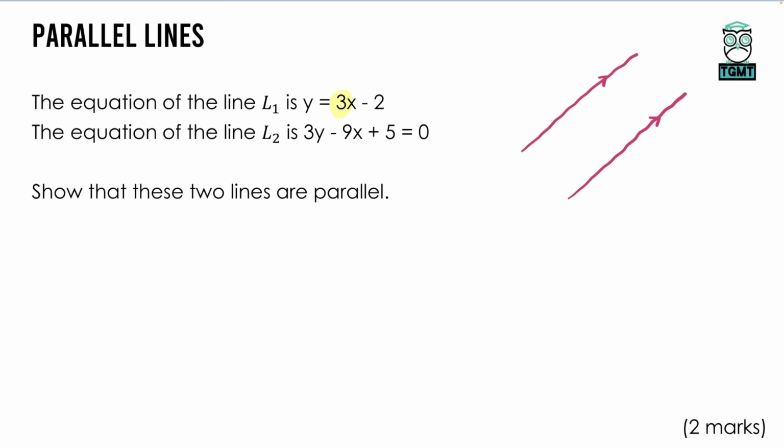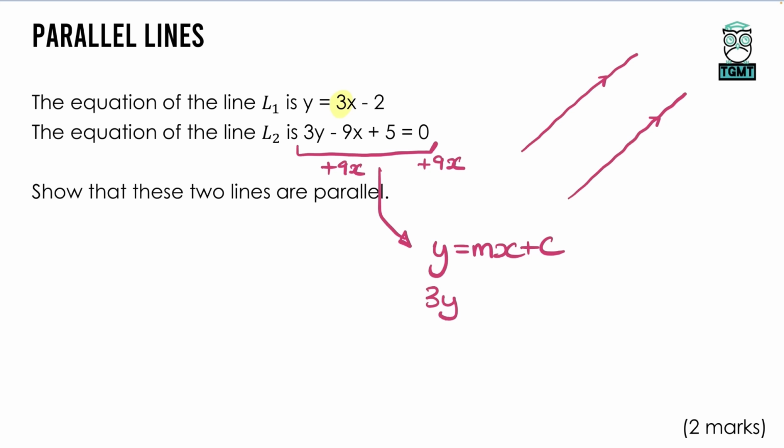So we want to get it in this form. At the moment, it's not, so we need to move the pieces around so it is in that form. I'm going to start by moving the 9x. So I'm going to add 9x to the other side. We have 3y plus 5 is equal to 9x. I'll also move the 5, so minus 5 to the other side. We get 3y is equal to 9x minus 5.